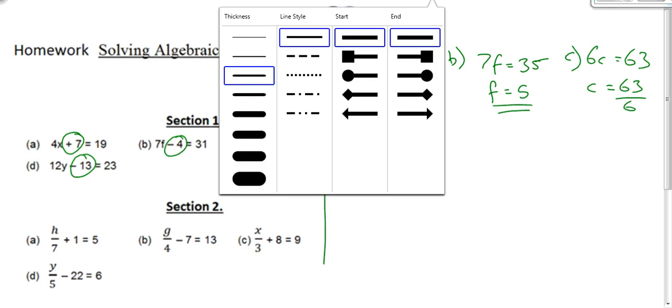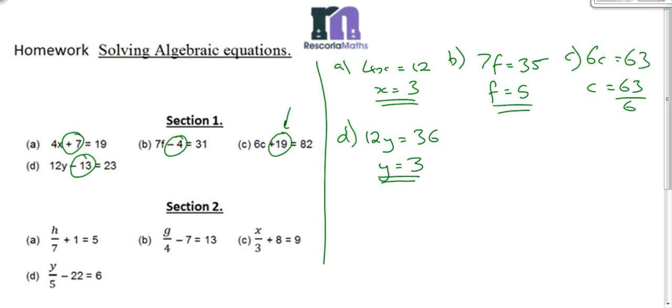Okay, so let's have a go at section 2 now of the homework. Now, first of all, what we need to do is get rid of this plus 1. So exactly the same as section 1, we get rid of the plus 1 by subtracting it. So for question A, we're going to have h over 7 equals 4 because we've taken that 1 away. Remember, if it's plus 1, we take away 1 from the other side. So we've got to get rid of this divided by 7. So if we do the opposite of dividing by 7, we multiply by 7. So 4 times 7 is 28.